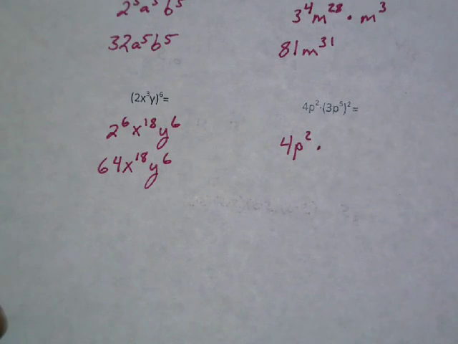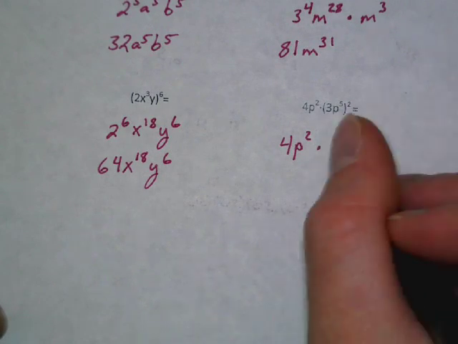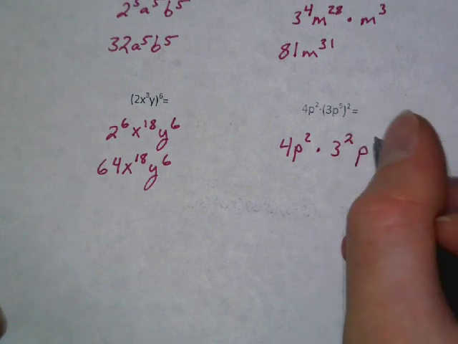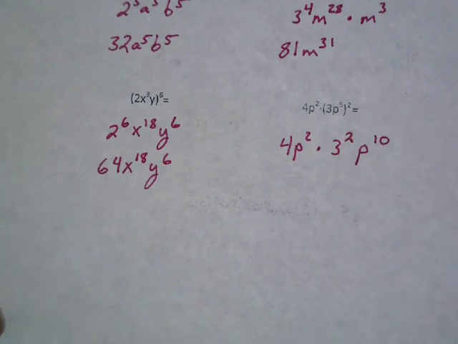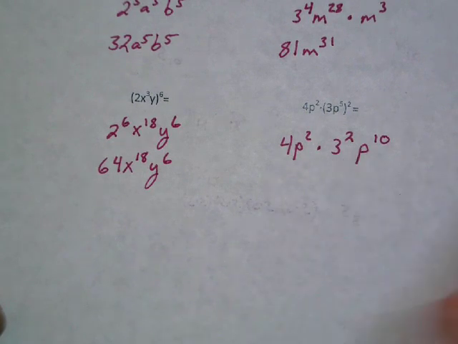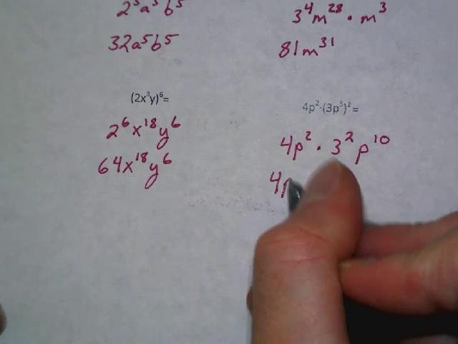And then the last one there, just like the one above it. You have to take care of that multiplying with the power to a power first. So I'm just going to bring down the 4p squared. Not do anything with that yet. So I'm going to have 3 squared, then p, 5 times 2, so to the 10th.